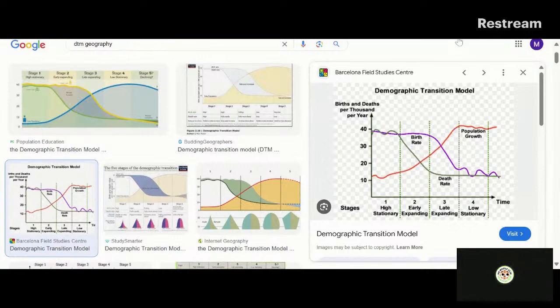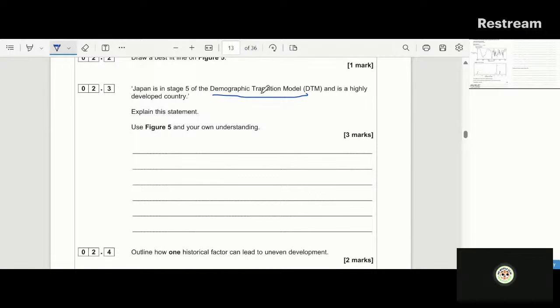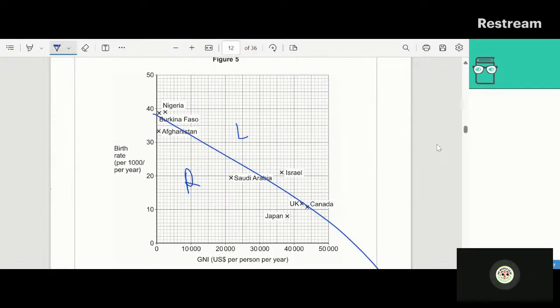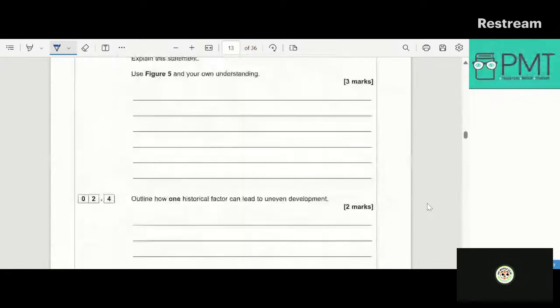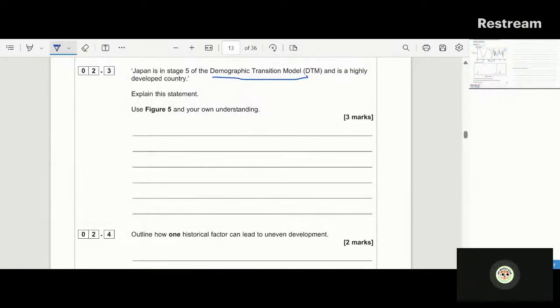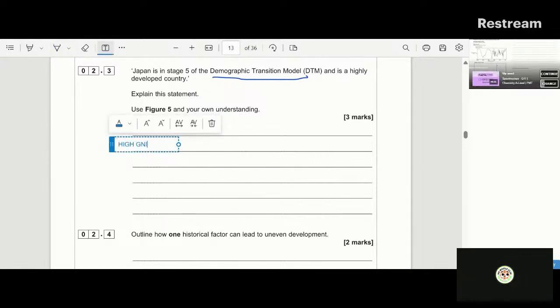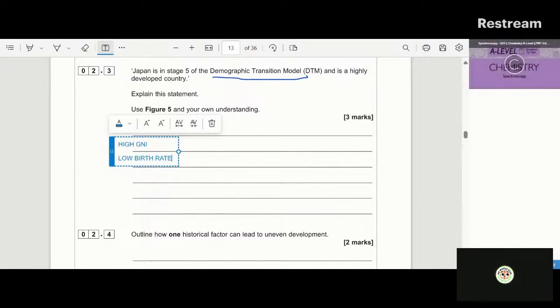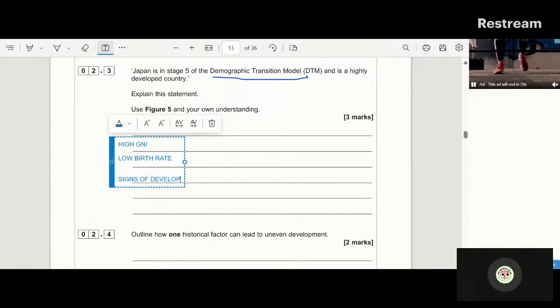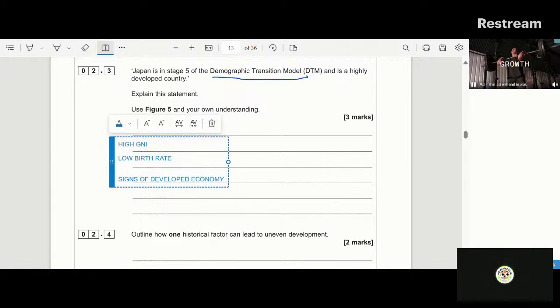So, going back to our paper now, Japan is in stage 5 of the demographic transition model and is a highly developed country. Explain the statement. I think that's going to be given on the diagram. You can see Japan has a really high GNI and a really low birth rate. They've already given that it has a really low birth rate. So what you want to say is Japan has a high gross national income and a low birth rate, which are signs of a very developed, very advanced economy, because of the negative correlation between the GNI and the birth rate.